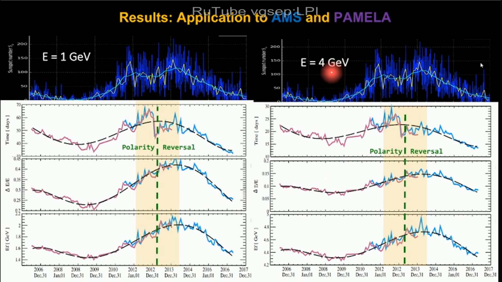I also put here a bit higher energy, 4 GeV, for protons close to the Earth. We see it is a bit flatter. I didn't put it here, but we tested higher energies, let's say 10 GeV, 20 GeV, and we see it almost flat. So the solar modulation effect vanishes for higher energies.